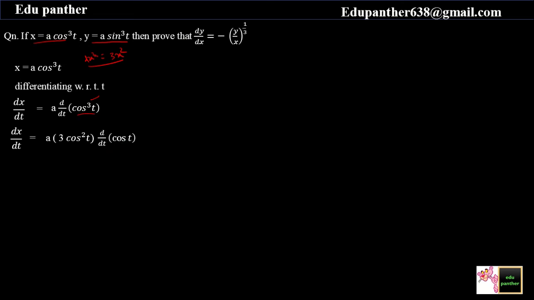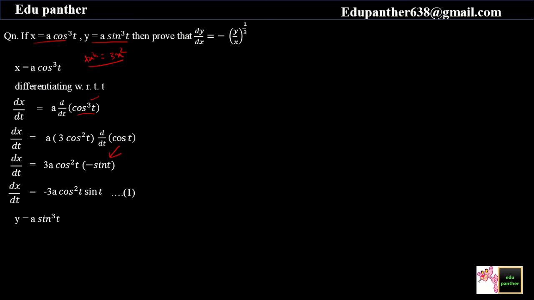So into the derivative of cos t. So what is the derivative of cos t? Yes, minus sin t. The derivative of cos t is minus sin t. So just simplify this expression. We'll get dx by dt is minus 3a times cos square t into sin t. So this is our first equation.